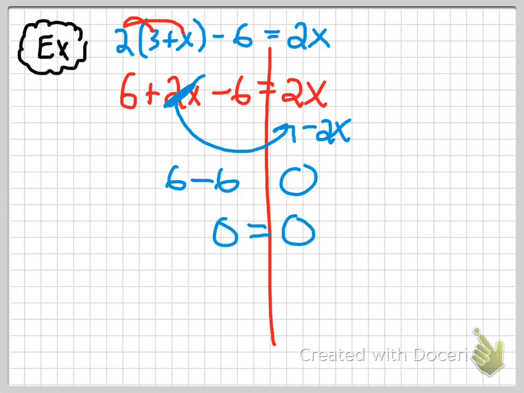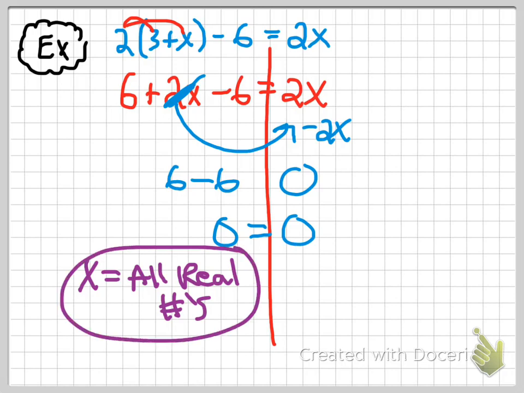And if you get all the way down to 0 equals 0, what kind of answer is that? What does x equal if that's what you end up getting? Well, 0 equals 0 is an all real numbers situation. So we get all real numbers as our answer. Kind of an odd answer, but all real numbers.